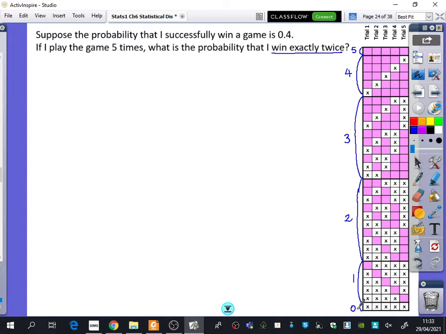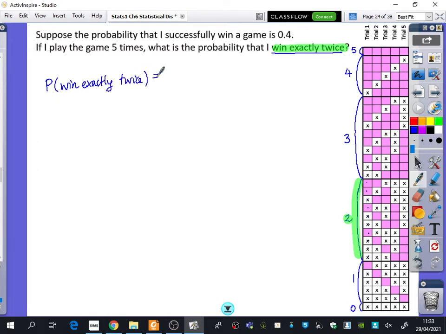So which section of this do I want to look at, given that I win exactly twice? The third one, the one that says 2, right? Because I want to win twice. So I'm looking at this section that we've got here. Now, I've got 1, 2, 3, 4, 5, 6, 7, 8, 9, 10 different ways of winning 2 out of the 5 games. So does anybody think that they can tell me what they think the probability I win exactly twice should be? Ikrim?